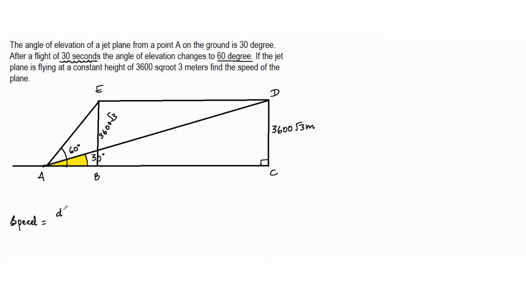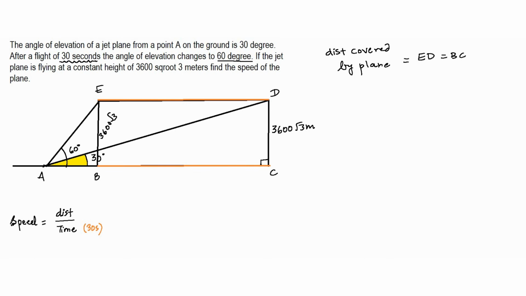Of course, the speed of the plane can be found out as distance traveled over time. The time is given to me: after a flight of 30 seconds. That means the time is 30 seconds. Now we need to find the distance. Of course, the distance covered in this case is the length ED. And because EDCB is a rectangle, the length covered by the plane is equal to BC. So the distance covered by the plane is equal to ED, which is equal to BC basically.